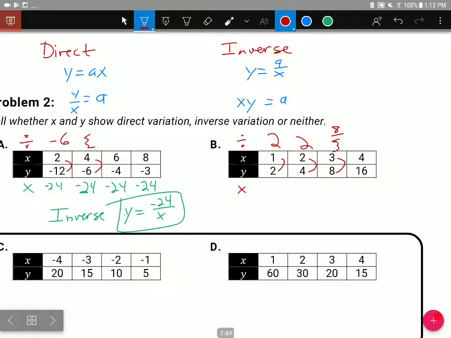What's 2 times 1? What's 4 times 2? Yeah, I almost put 4. So is it inverse variation? It is neither. Neither, neither.